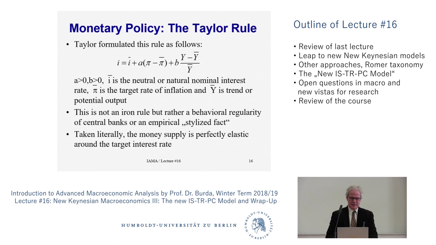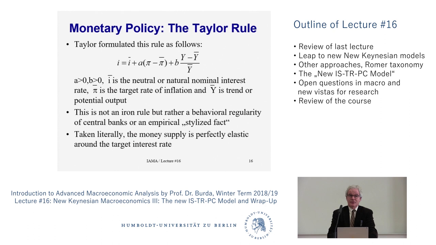and B is the response of monetary policy, the interest rate, to the output gap. The output gap is simply the level of GDP relative to its trend, normalized by the trend. So it looks like little y in our model, because the little y was the log of output around its trend. That is equal to zero when you're at trend, positive when you're above, and negative when you're below.